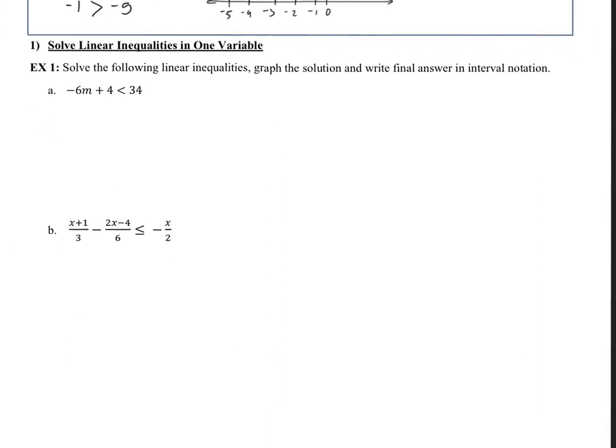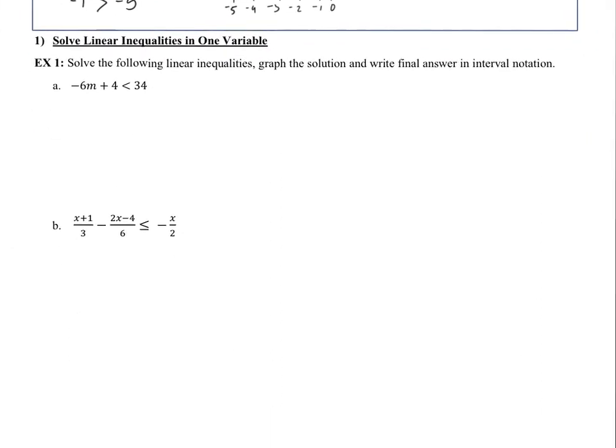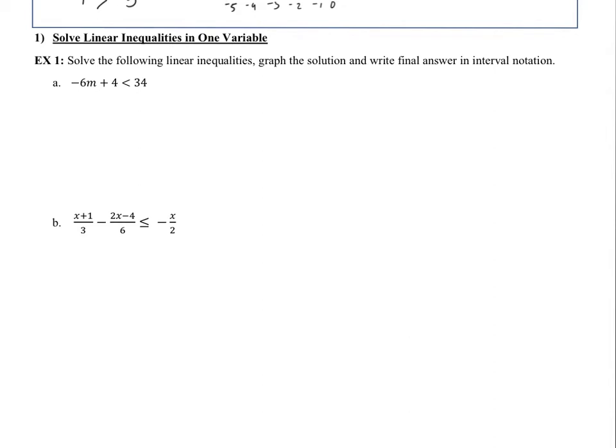Let's take a look at the first objective: solve linear inequalities in one variable. Solve the following linear inequalities, then graph the solution, and write the final answer in interval notation. So there are 3 steps here. For solving, as I said, it's the same as solving an equation, except you have to remember if you multiply or divide by a negative.